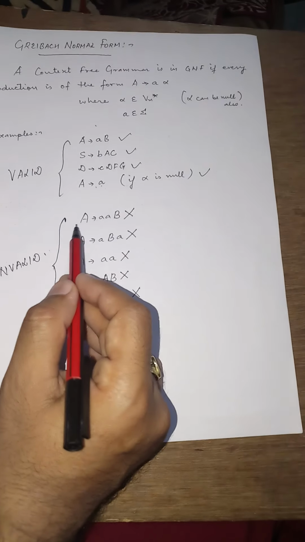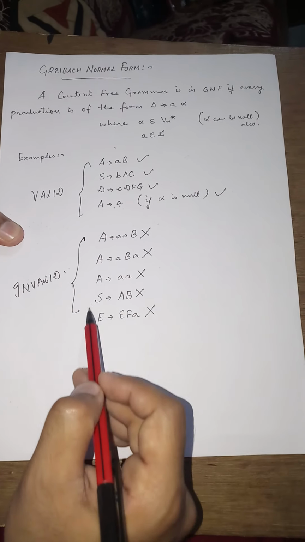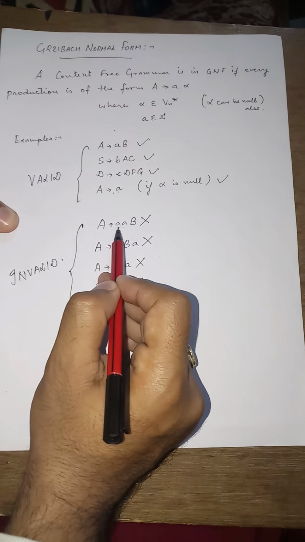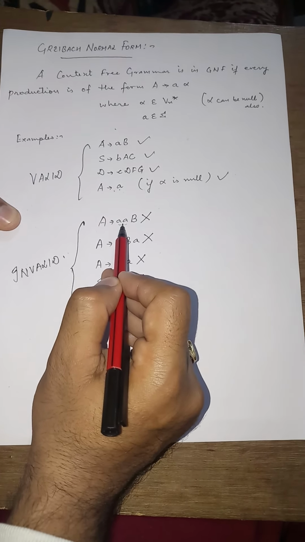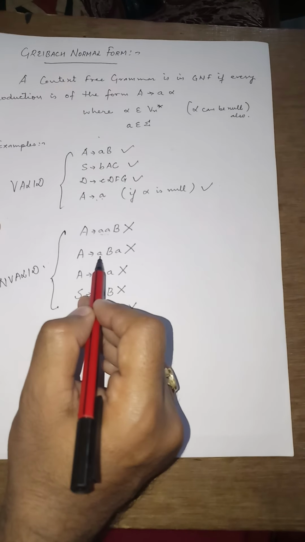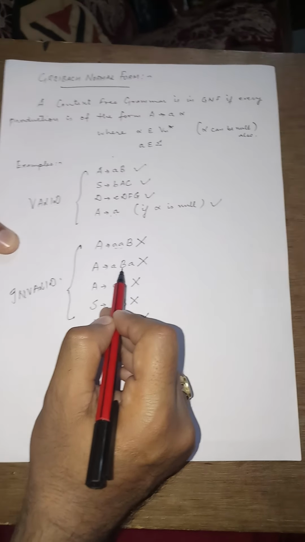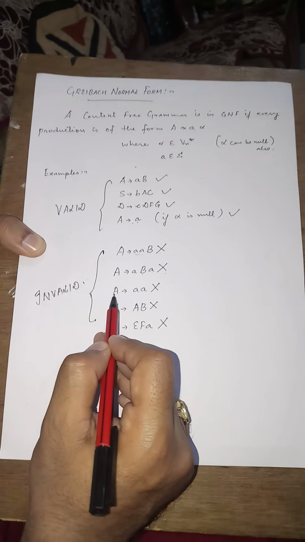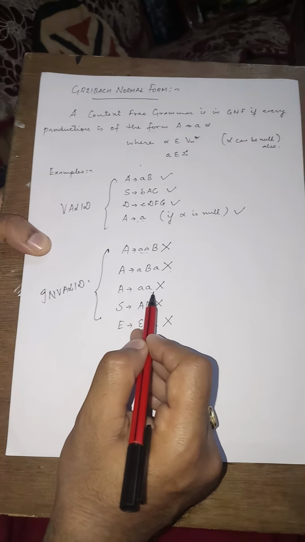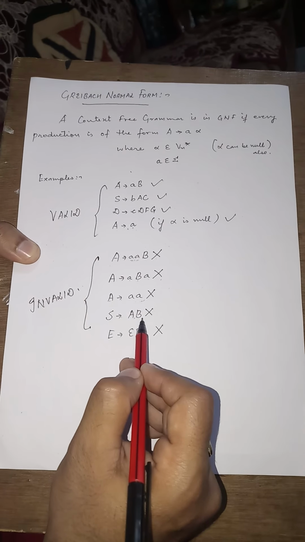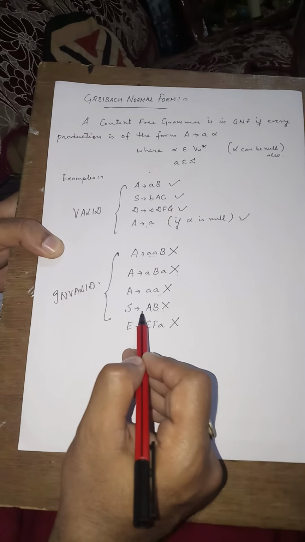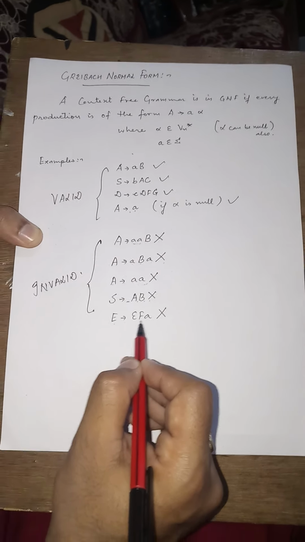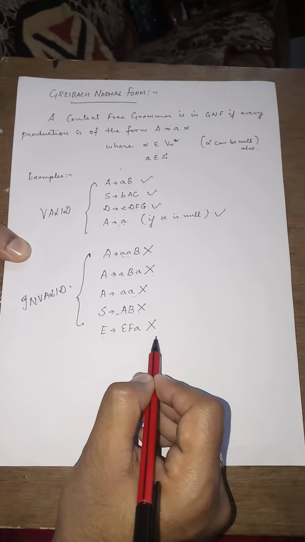Now let's take the invalid examples. What is wrong with this example? Here we have written two terminals on the right hand side, so this is wrong. Again a terminal followed by a variable, then again a terminal, this is again a wrong example. A goes to double A, multiple terminals, wrong. S goes to capital A capital B, again wrong, because here we need at least one terminal. E goes to E F A, again this is a wrong example.